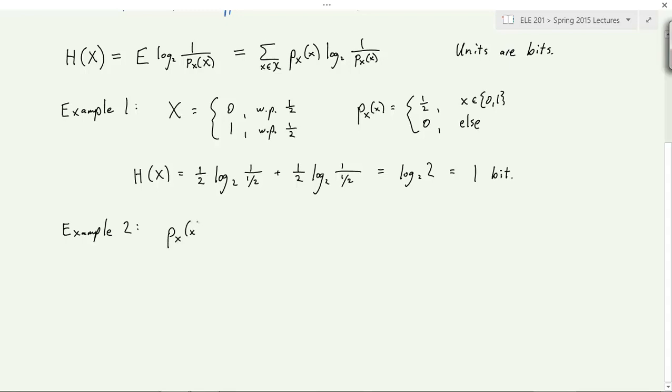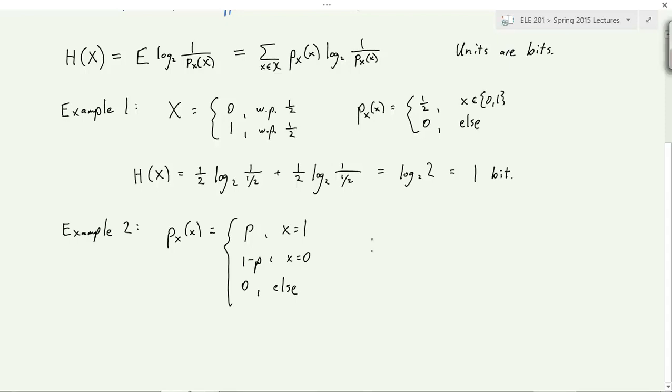Let's just say that the probability mass function has two values, p and 1 minus p. So with probability p, x equals 1, with probability 1 minus p, x equals 0. I guess I should have a third entry here that says there's no probability of anything else. Okay, so this is just a general biased coin flip.